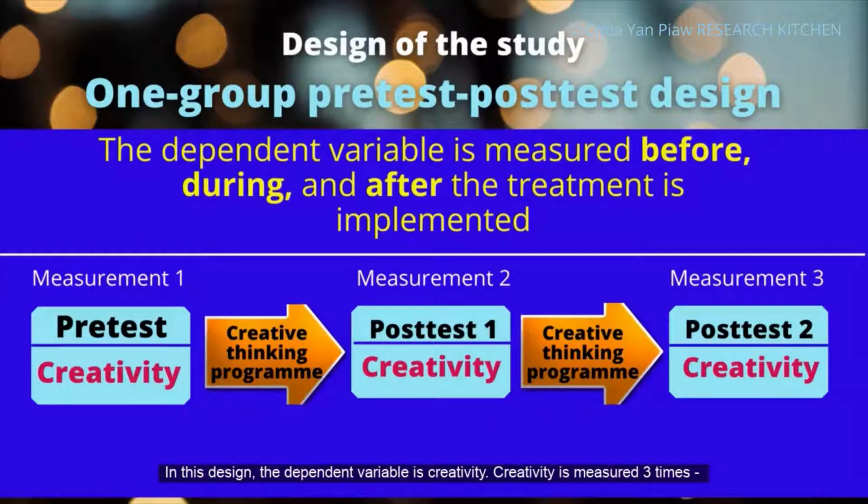In this design, the dependent variable is creativity. Creativity is measured 3 times, before, during, and after the treatment is implemented. In this case, the measurements 1, 2, and 3 are labeled as pretest, post-test 1, and post-test 2.